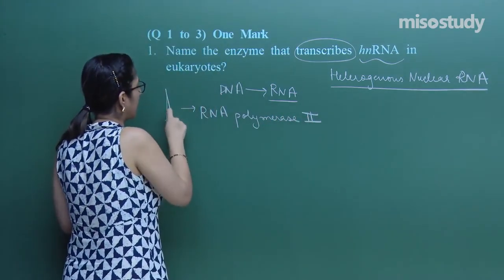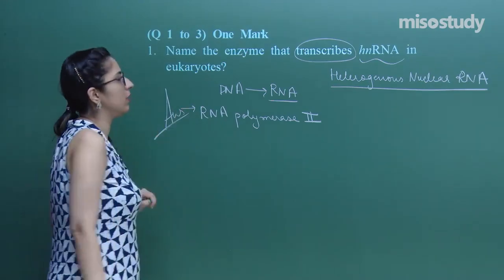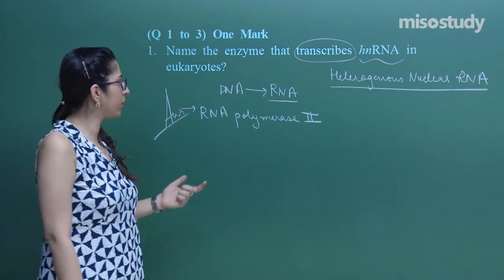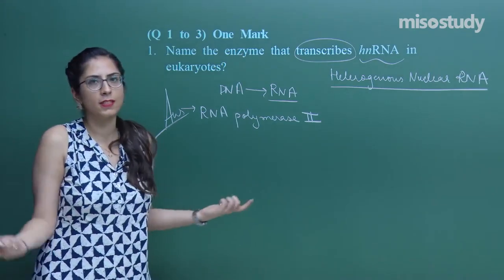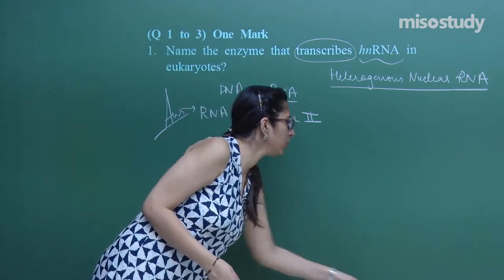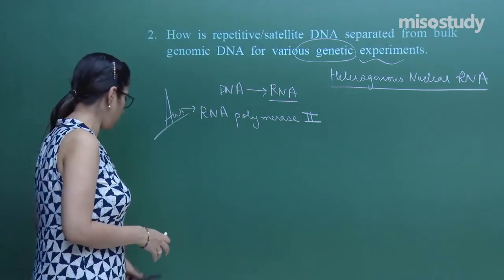So this is the correct answer for question number 1. Right? This is how you have to attempt. If you write RNA polymerase 2, you will get a complete 1 mark. Now, let's move on to the next question, question number 2.